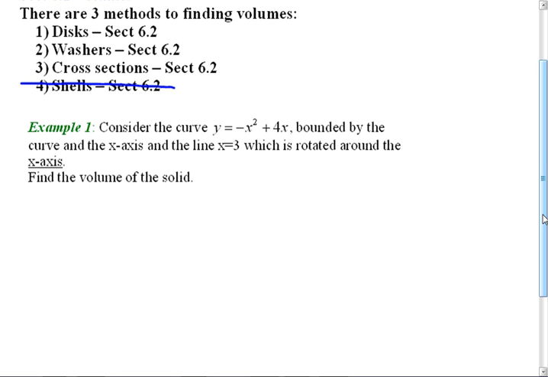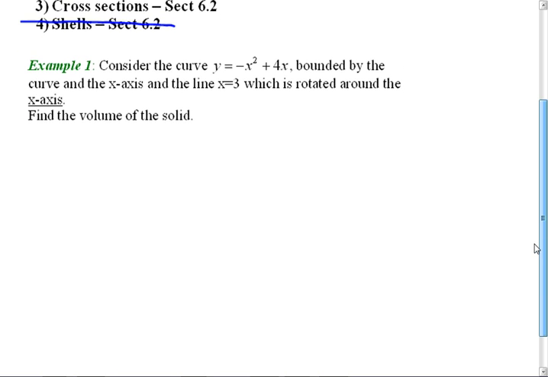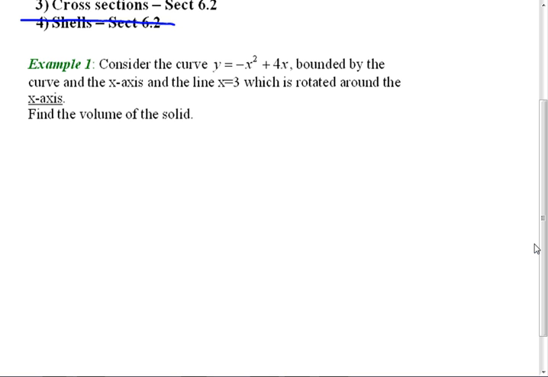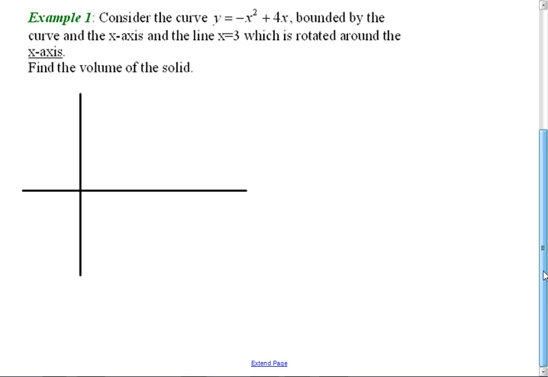I want to consider this curve, which is bounded by, well, actually, let's not do the cross-section today. Let's do this Monday. I want to take this curve and bound it by the x-axis and the line x equals 3. Now, here's what I always say: read the problem twice, do the problem once. Okay, can you graph that?